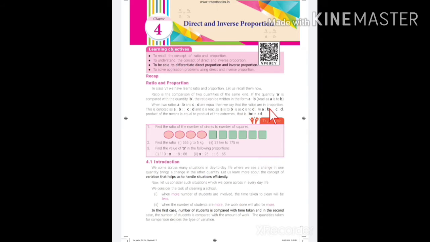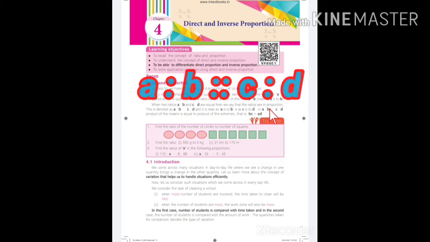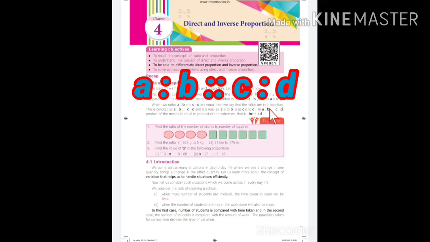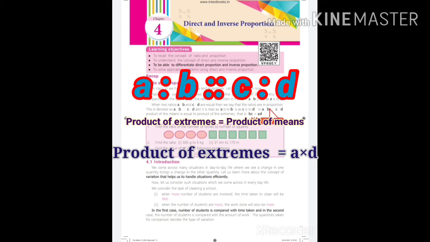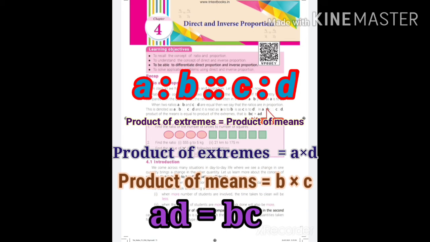it will be written as A is to B as C is to D, and the product of extremes is equal to the product of means. Product of extremes is A into D, which is equal to the product of means, that is B into C. So AD is equal to BC.